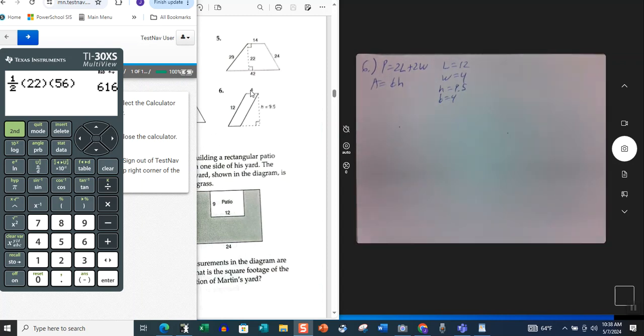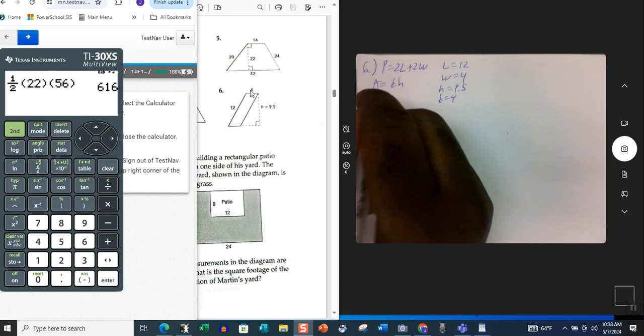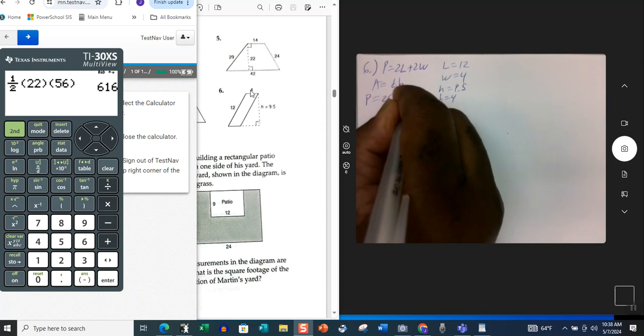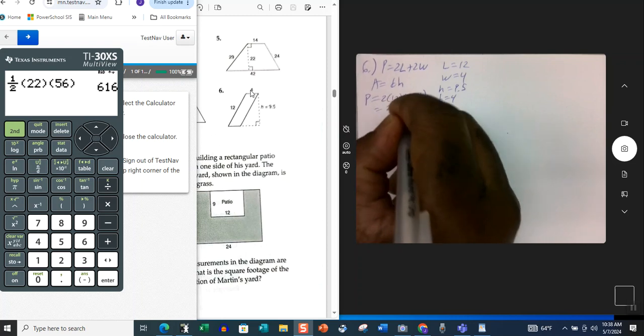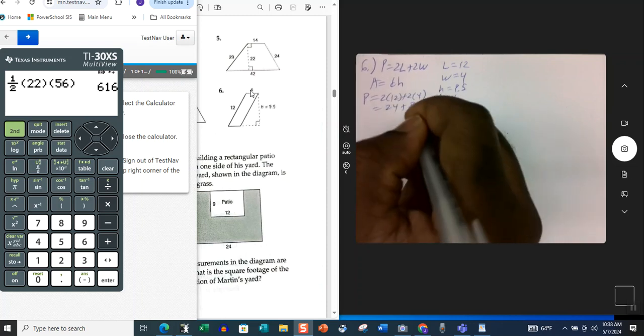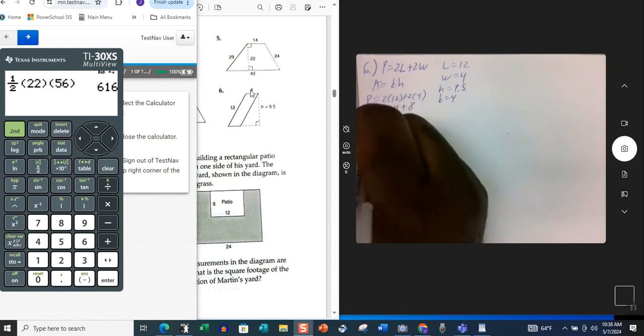Okay, so now we can substitute. So the perimeter, we had 2 times 12 plus 2 times 4. 2 times 12 is 24. 2 times 4 is 8. So it'd be 32 is the perimeter.